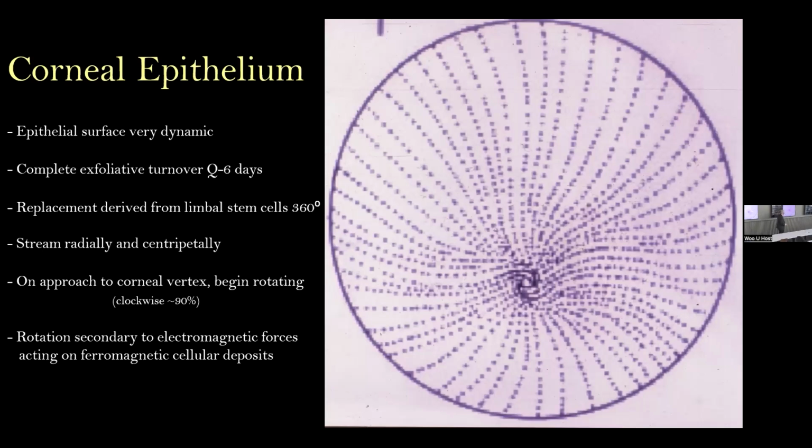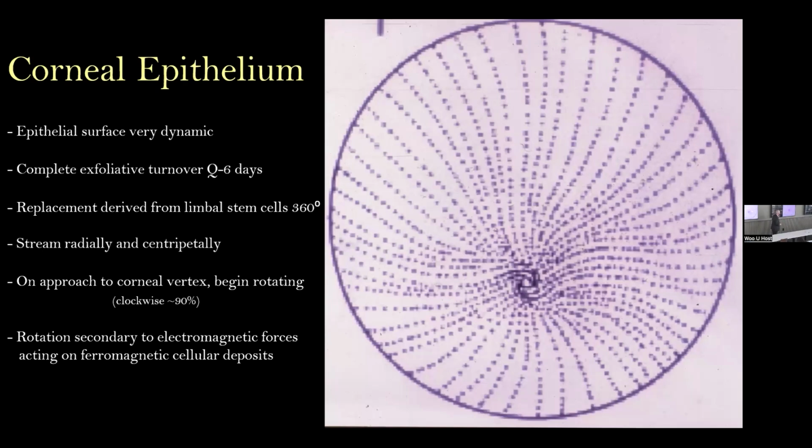Those new cells stream, as this diagrammatic picture really nicely shows, they stream radially and centrally, i.e. centripetally. Now, intuitively, you would think they're going to meet at the geographic center of the cornea, the corneal apex. That is not what happens. They actually wind up meeting at a point roughly 2 millimeters below the geographic center. And as they approach that point, which we call the vertex, definition of vertex is the point where lines or circles meet, they start to spin. They start to rotate. Why is that?